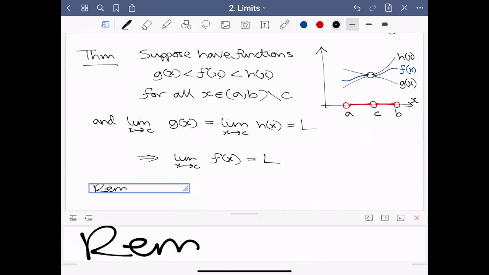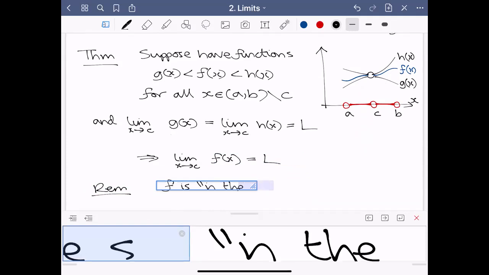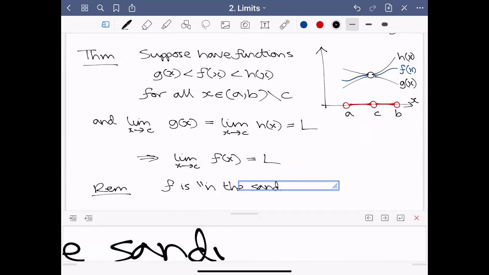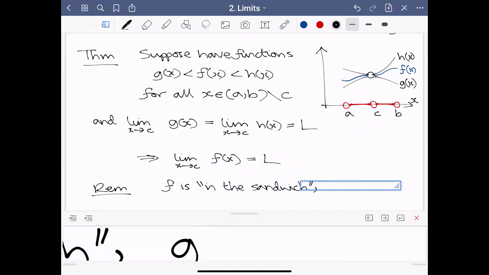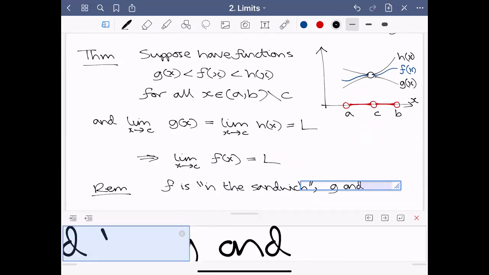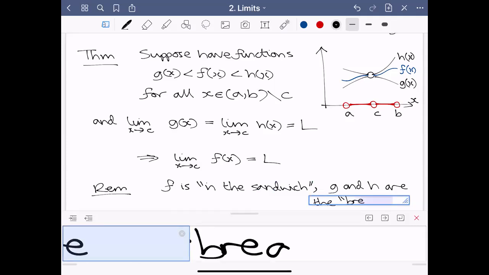A remark. This function f is in the sandwich, and g and h are the bread. Okay, I'm going to see if there are any questions now.